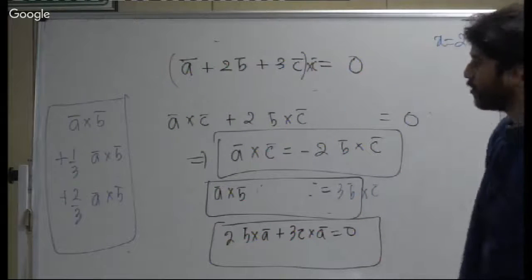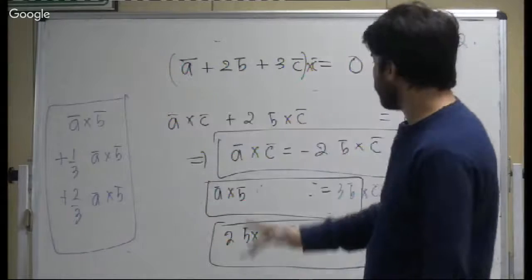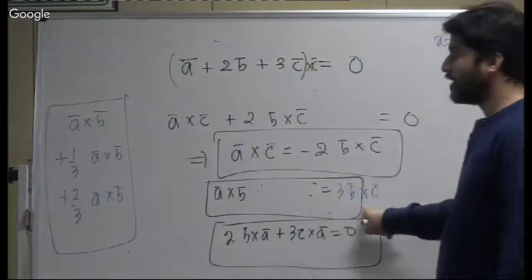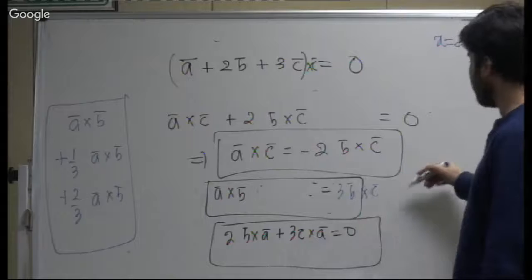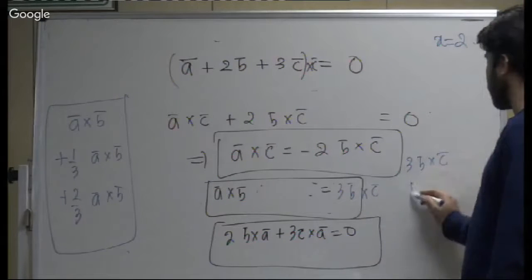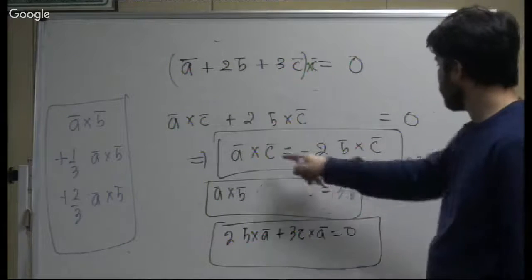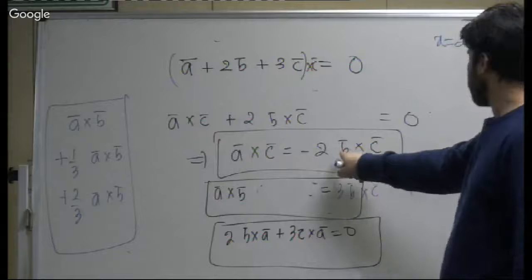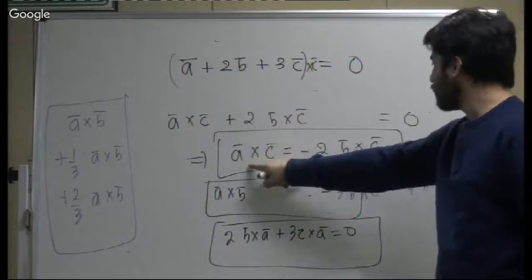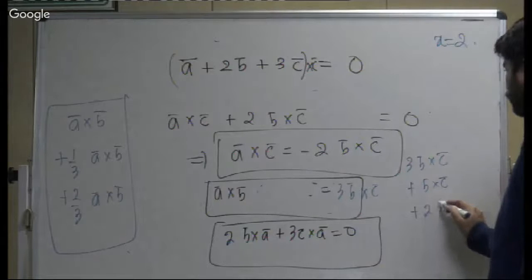Similarly, I can find Y also. For Y, what do we do? I want everything in B cross C form. So A cross B is already in the form of it. So 1 by 3 A cross B can be written as 3B cross C plus B cross C, and then C cross A, minus C cross A is minus 2B cross C. So it will be 2.